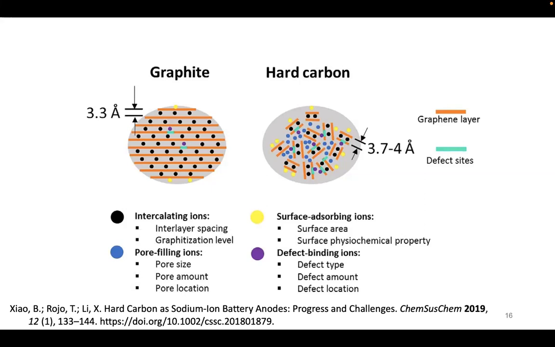So in reviewing those differences, here we see a schematic of graphite where it's the layered structure as one would expect. In terms of how ions fill these materials during charge storage, the mechanisms are different because the structures are different. For the layered graphite material with van der Waals layer spacing of 3.3 angstrom, we see that they're mostly intercalating ions because that's the mechanism of charge storage.